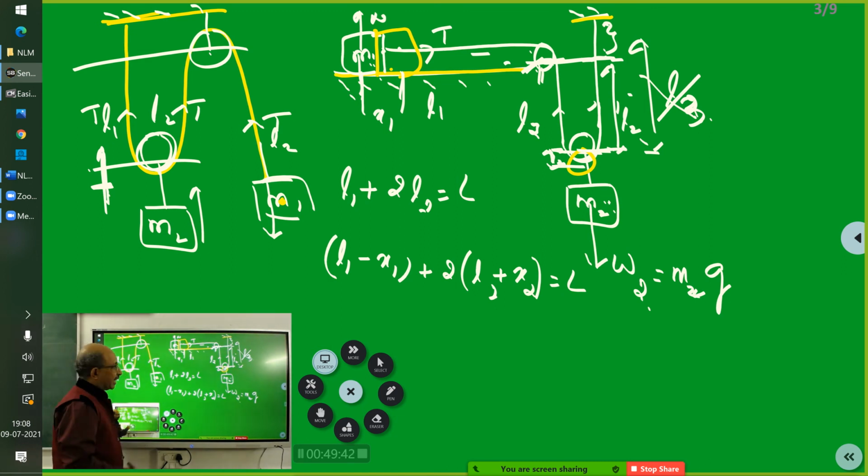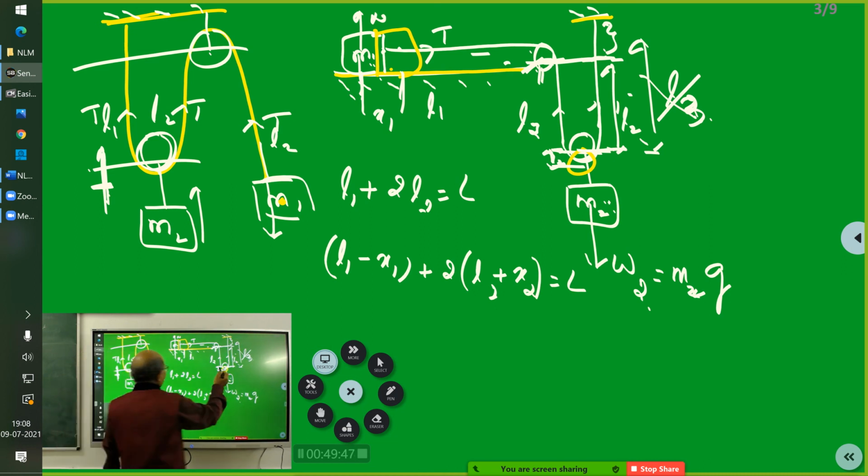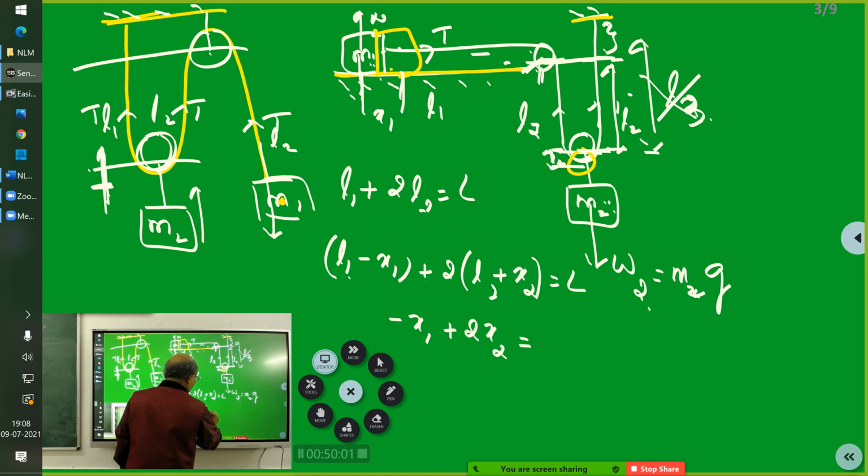The length of this thing has not changed, because this is fixed. If you are so interested in this L2, you can again add some L3 here, but it is not necessary. So L1 plus 2L2 is equal to L gets cancelled. You get minus X1 plus 2X2 is equal to 0. Therefore X1 will be equal to 2X2.